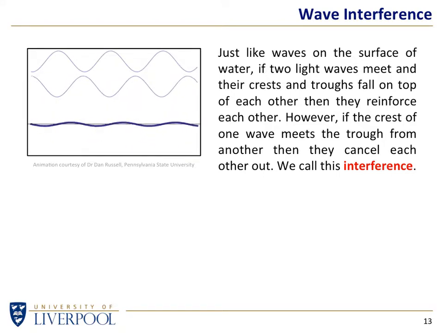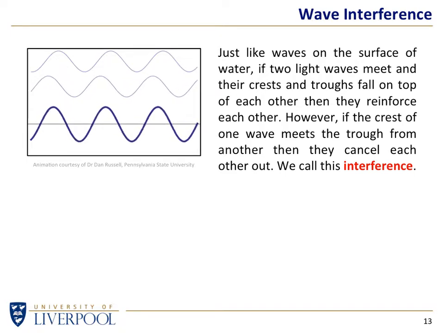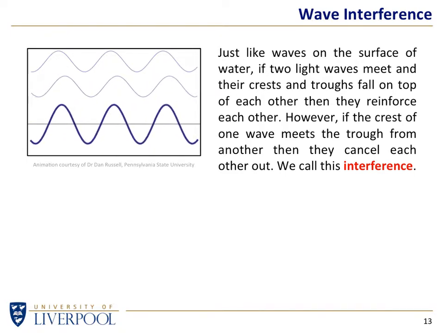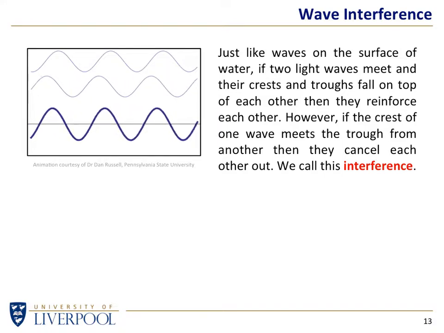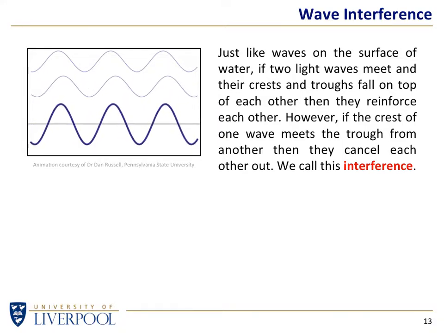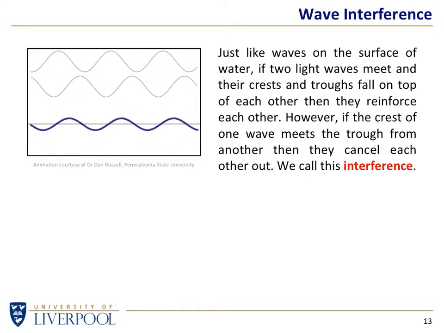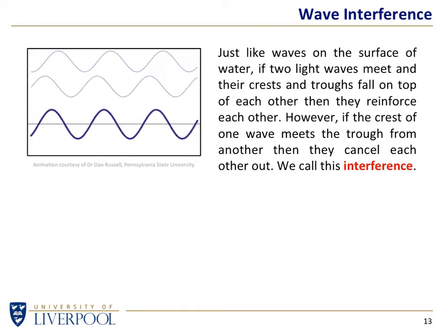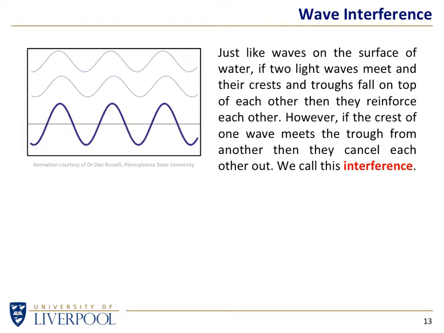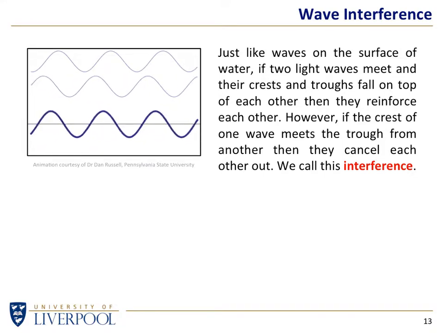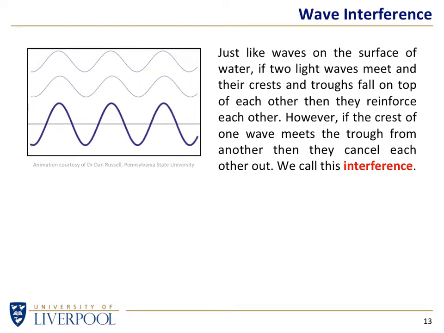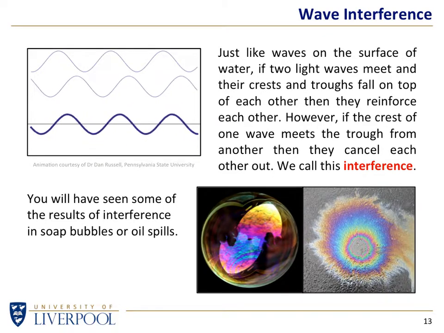And what we're observing here is that when they line up, when the crests line up, we get constructive interference, as it's called. In other words, they reinforce each other, and we get even bigger. Whereas if the crests of one line up with the troughs of another, they cancel each other out. And that phenomenon of either reinforcing or cancelling each other out is what we call interference. And you've probably seen that before.